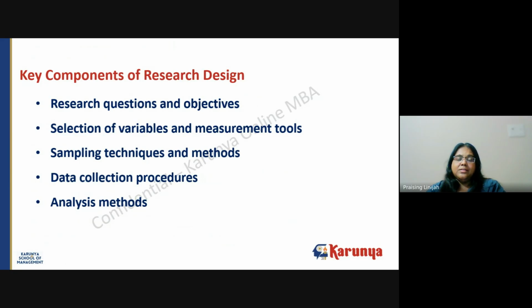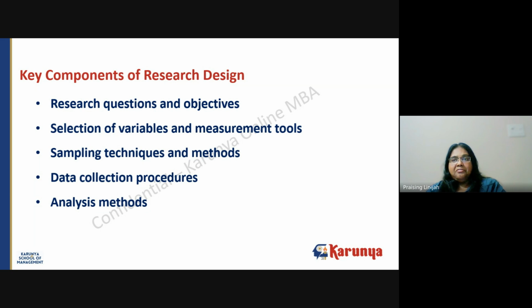Is it going to be a survey, or is it going to be through observations, or is it going to be through interviews, or is it going to be done based on certain techniques? So what could be the data collection procedure you are going to employ for your research?